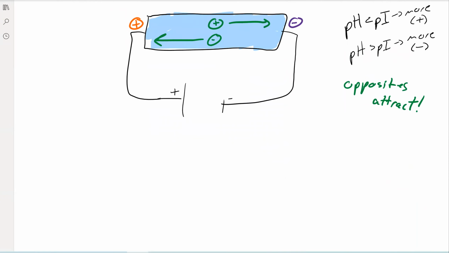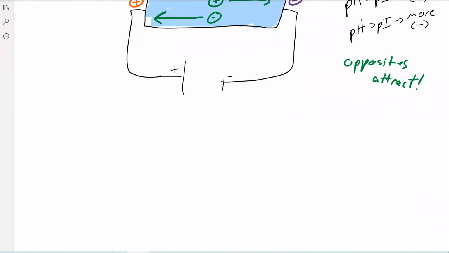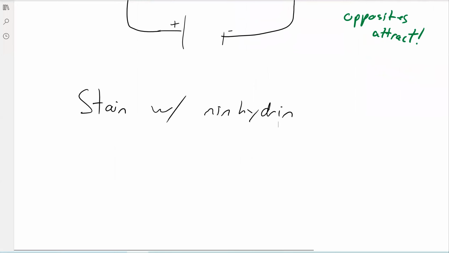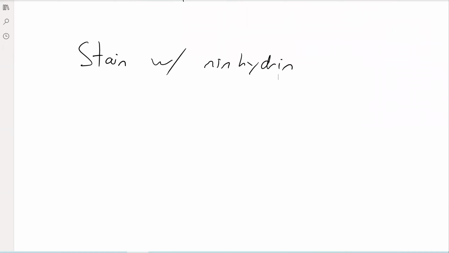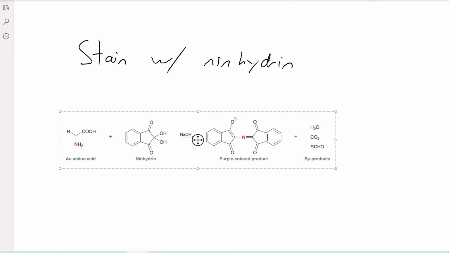Unfortunately, amino acids are not visible to the human eye. They're colorless compounds, so you can't see them. So what you need to do at the end is what's called a stain. So we need to stain them. In this case, we're going to use ninhydrin. You don't have to know this reaction, so I'm just going to copy it out of the book.